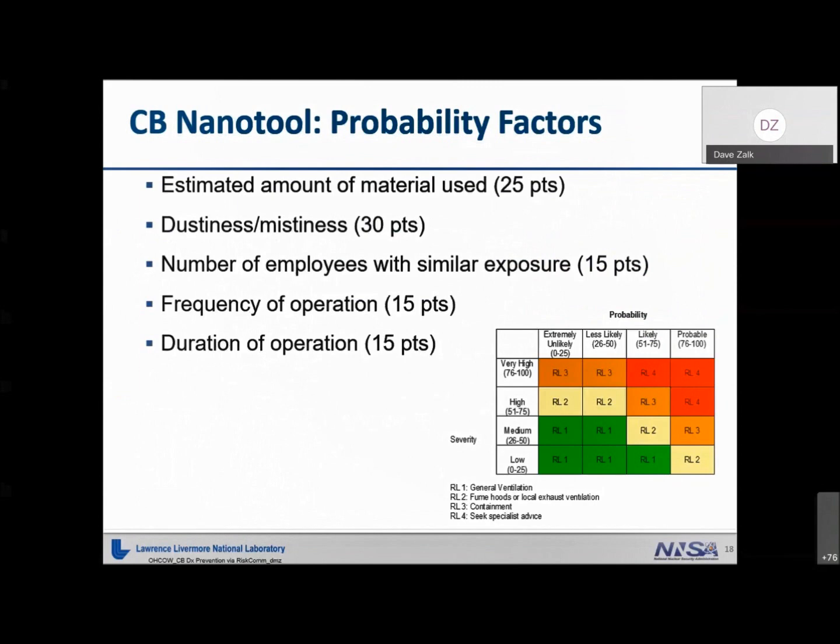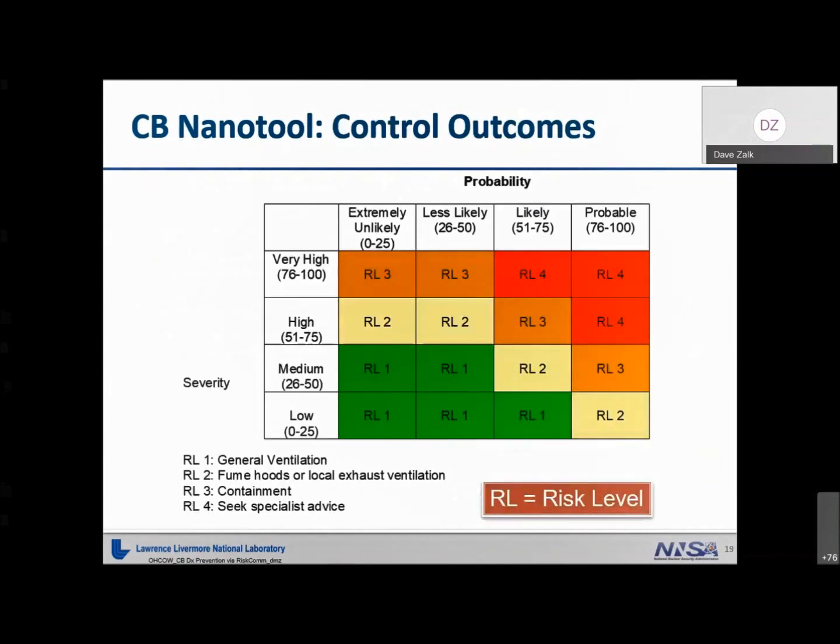On the probability side, the estimated amount of use, the dustiness, that's a really important one. So that's got the highest number of points, how many employees you're working with. These are the probability factors. And then what you do is you add up your score on the severity and probability side, and then you come up with your risk level. And that tells you your control. And again, these are very standardized controls that are proven effective for nanomaterials, just like any other chemical type exposure potential.